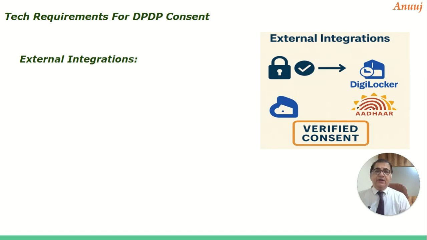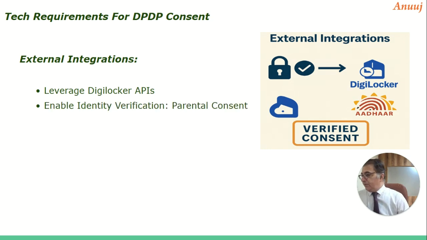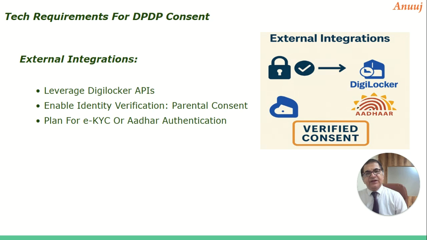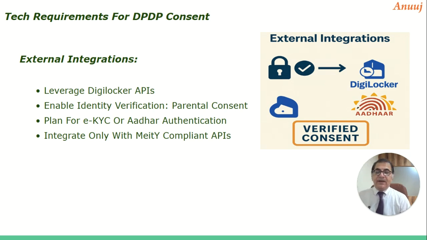External integrations with important national tools, you can say, in a way, like Aadhaar authentication, DigiLocker. It's easier, you go to an app and it supports DigiLocker authentication, so it automatically talks to DigiLocker and gets your data verified, right? So leverage the DigiLocker APIs. Enable identity verification through parental console through Aadhaar authentication, and integrate only with the government approved or compliant APIs. That will make your life simpler.